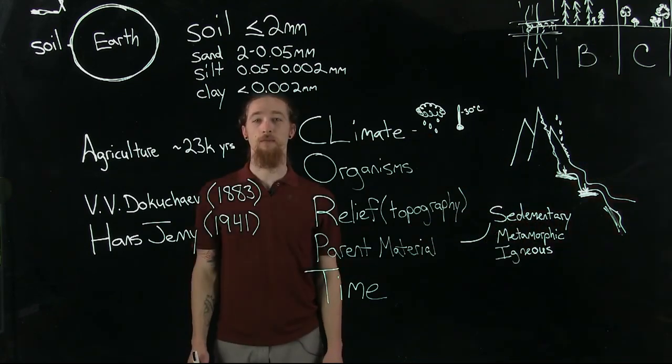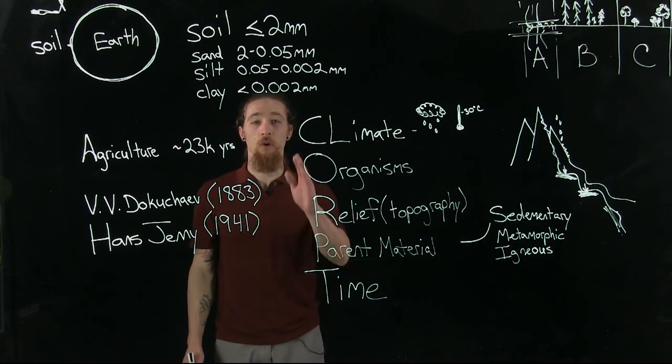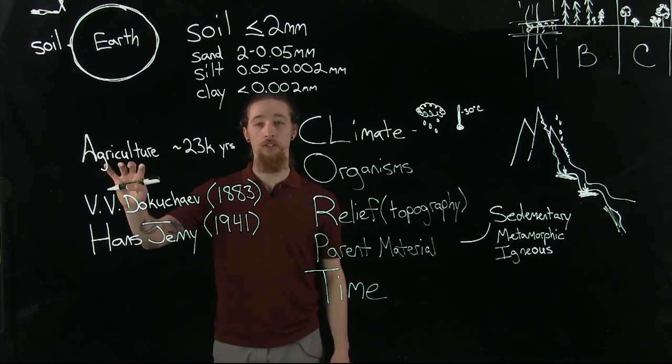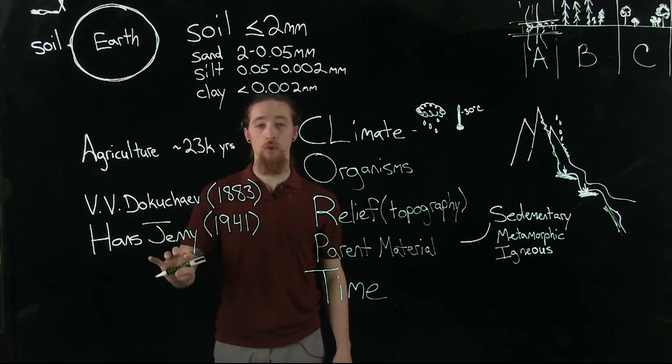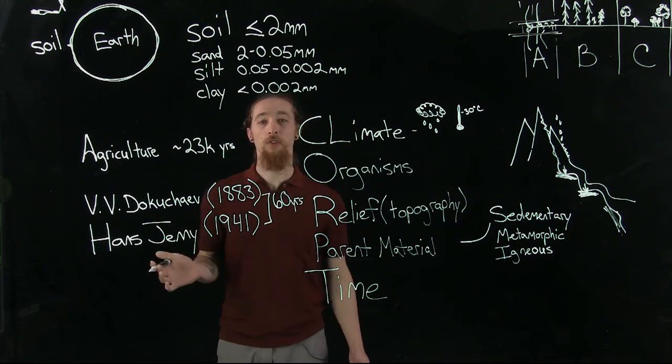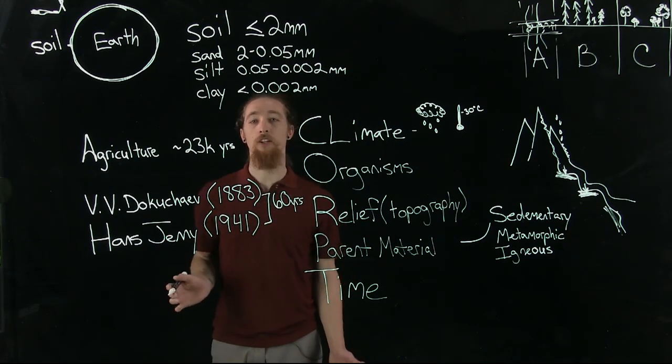Okay, that wraps it up for this lesson about soil itself. We have Clort. We have the history of agriculture for about 23,000 years. We have the history of soil science itself for about 60 years. And this really has been a whirlwind tour, and I encourage you to take a full soil science class.